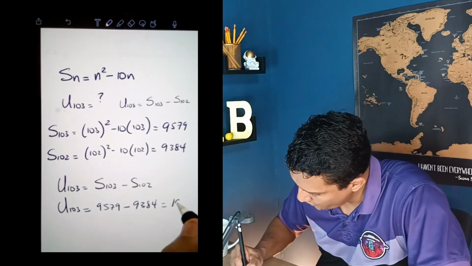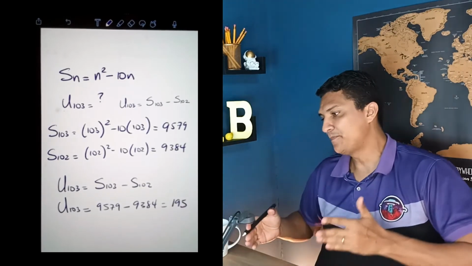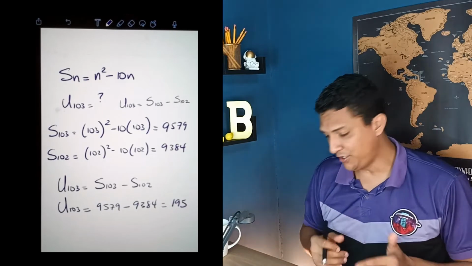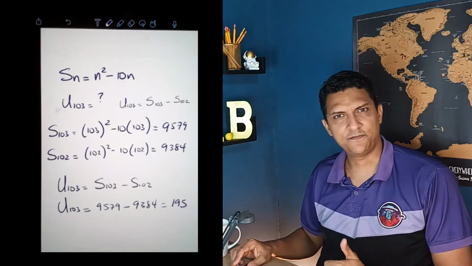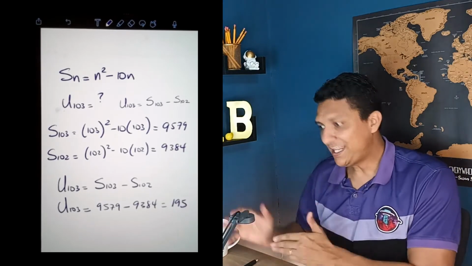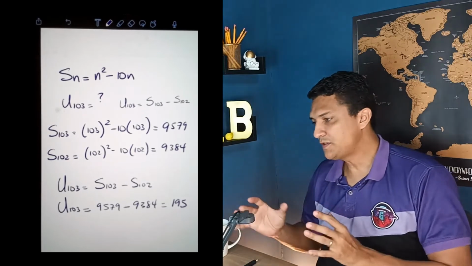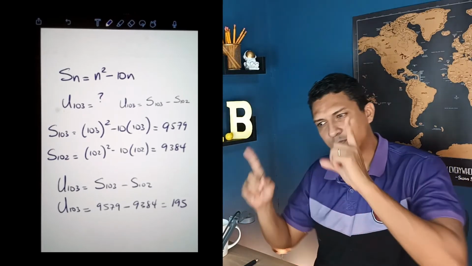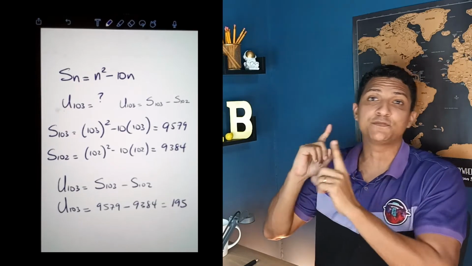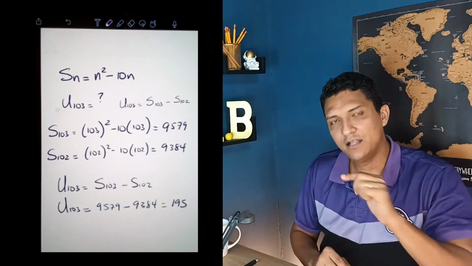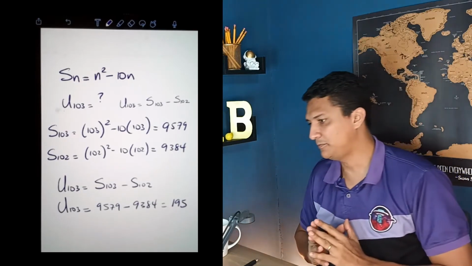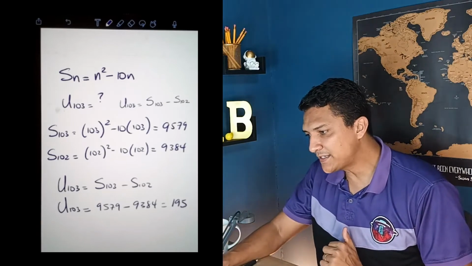That is 195. So the 103rd term is 195. Okay? That is how we can use this new concept of subtracting two consecutive sums in order to get the last term of the sum. Okay? Let's go to the next example.